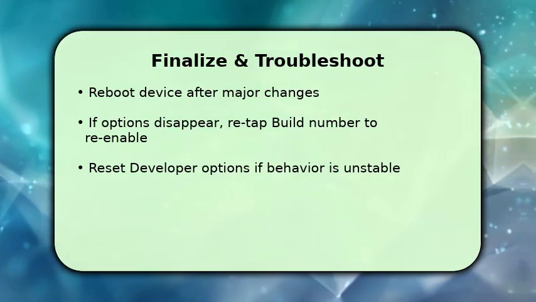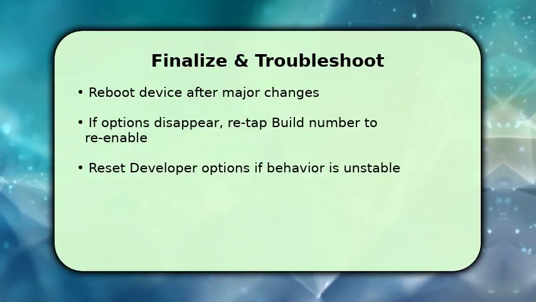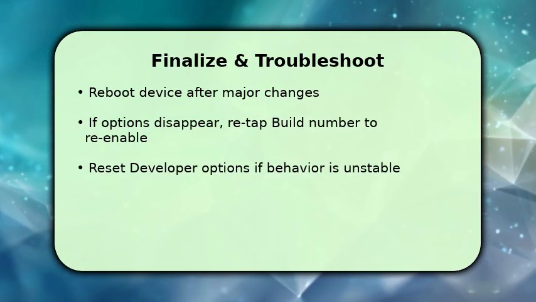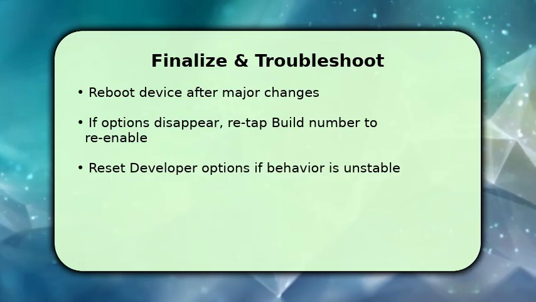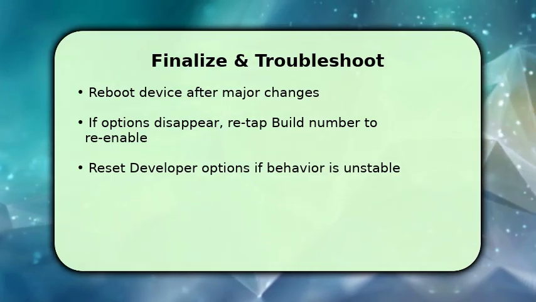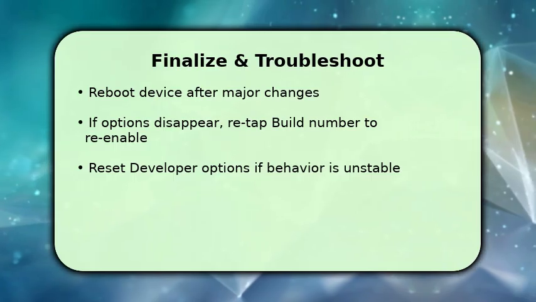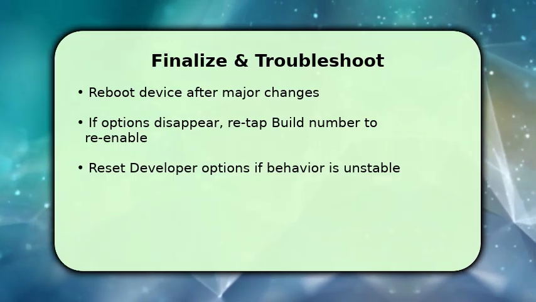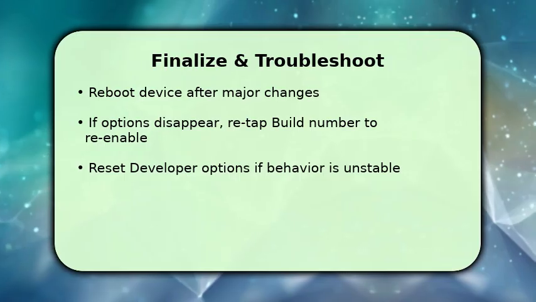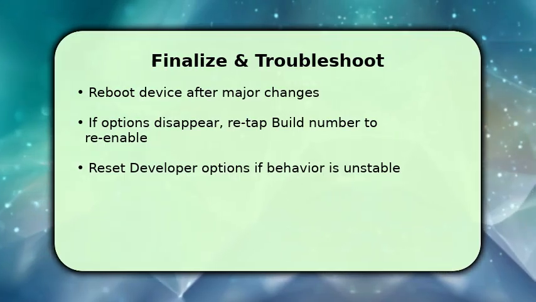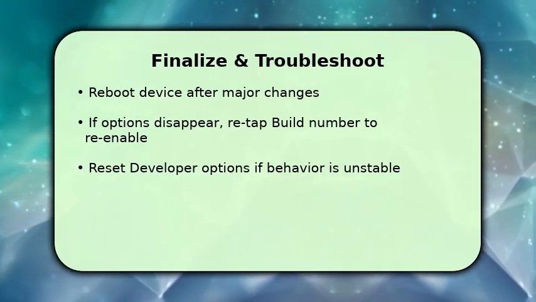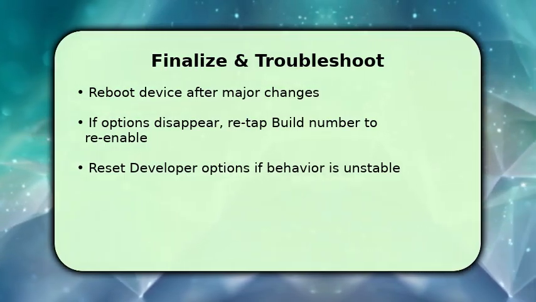If you experience crashes, networking issues, or odd battery drain, toggle off recently changed options or use the Reset Developer Options command to restore defaults. As a troubleshooting tip, revert USB debugging and OEM unlocking first. These often cause connectivity or security symptoms, then reboot and test again.